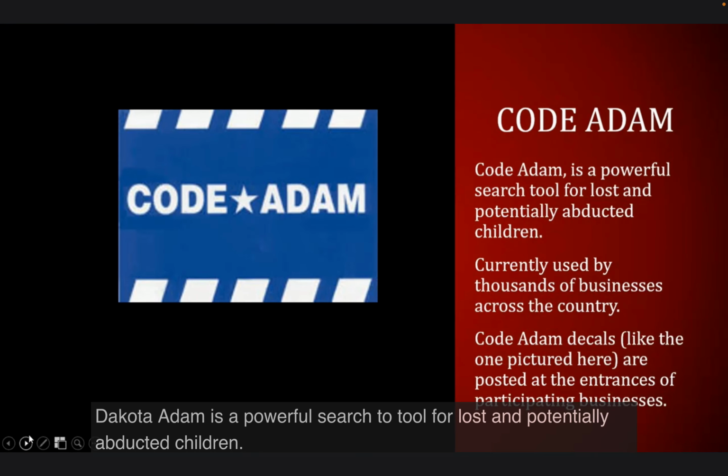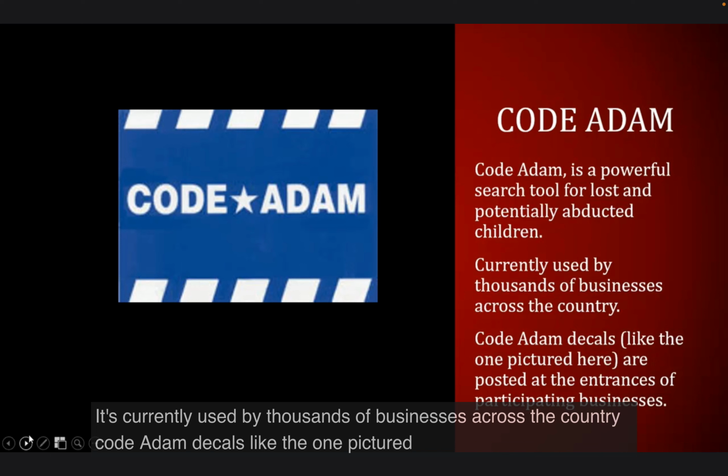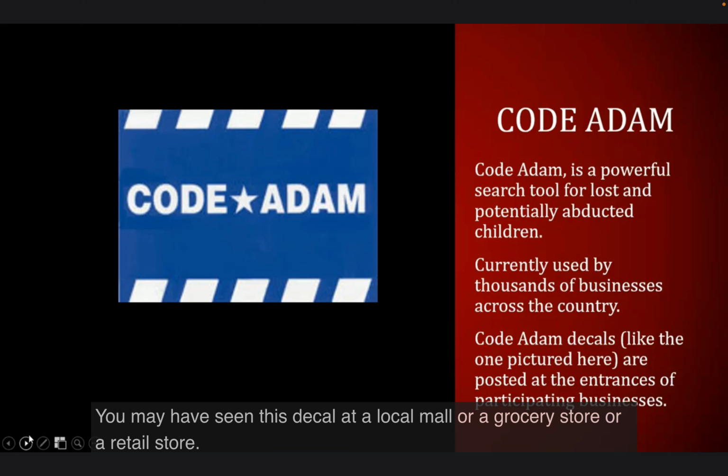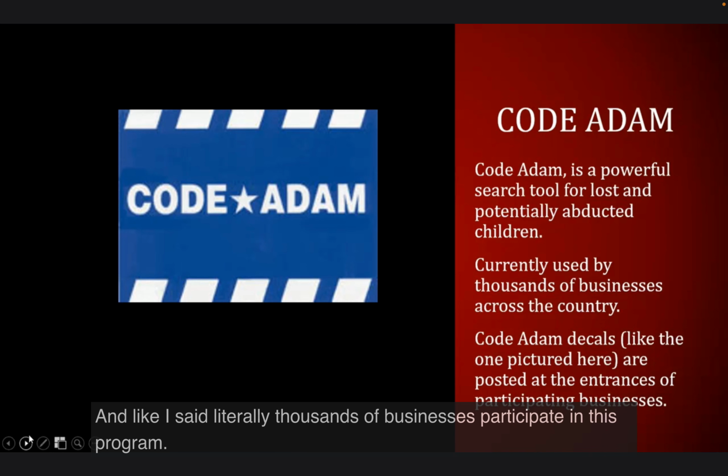The Code Adam is a powerful search tool for lost and potentially abducted children. It's currently used by thousands of businesses across the country. Code Adam decals like the one pictured here are posted at the entrances of participating businesses. You may have seen this decal at a local mall or a grocery store or a retail store. And there are, like I said, literally thousands of businesses participating in this program.